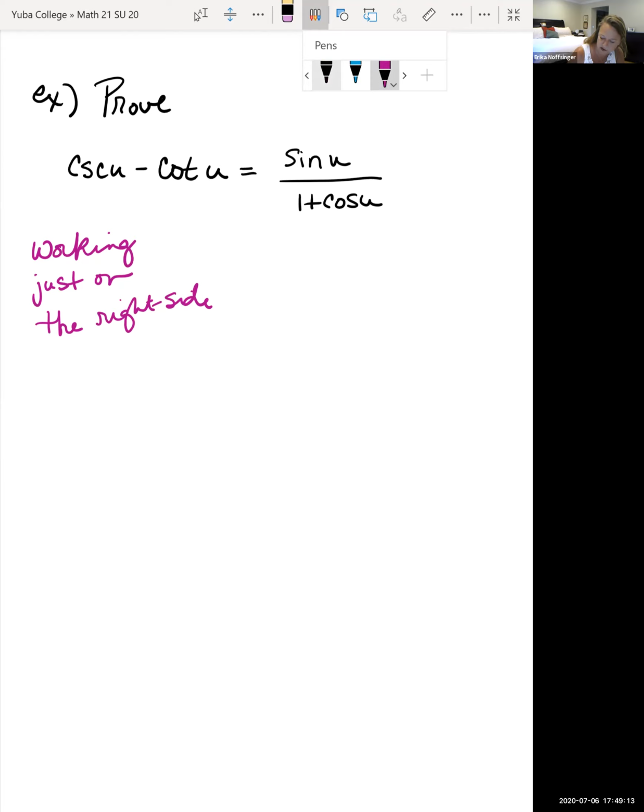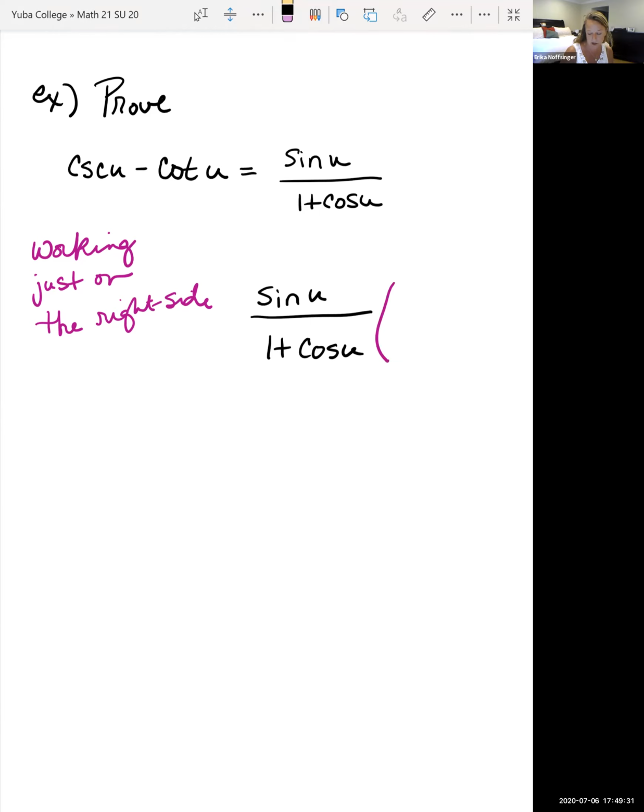Okay, so let's try multiplying this by a fancy 1. And this is going to be something that you use over and over again, especially in calculus, to help you manipulate things, multiplying things by the conjugate. And so let's multiply this by 1 minus cosine of u all over 1 minus cosine of u. So we're changing it, but it's equivalent because this is just 1.